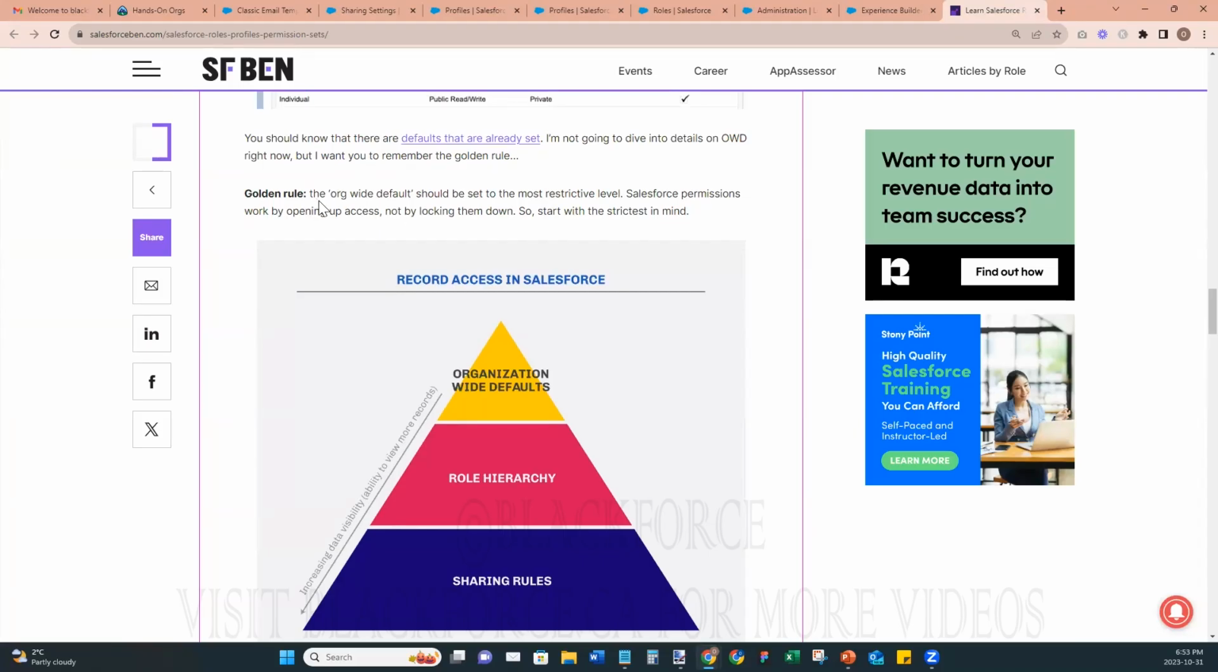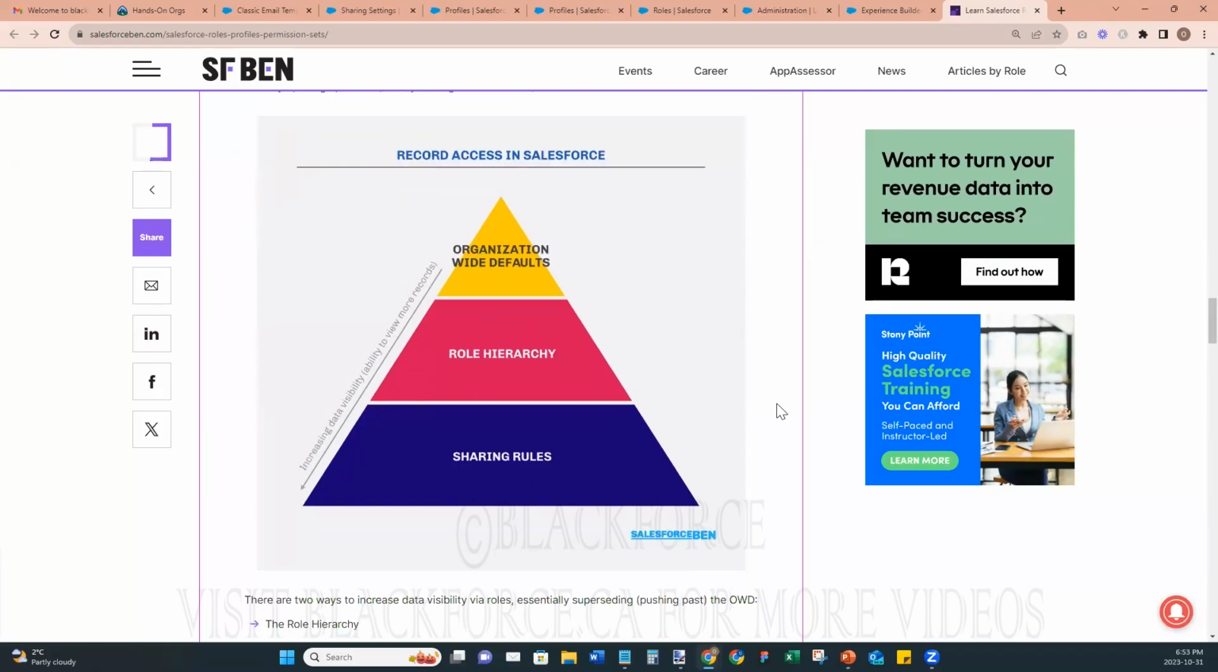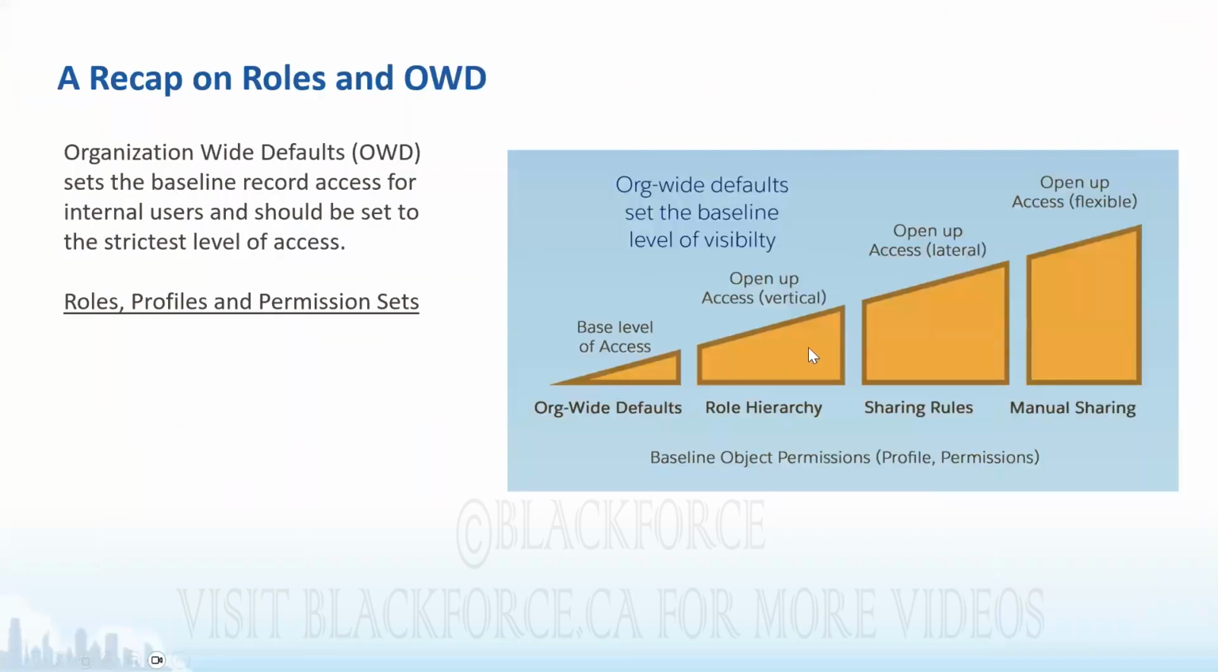And the golden rule is that the org-wide default should be set to the most restrictive level. Salesforce permissions work by opening up access, not by locking them down. So you start with the strictest in mind. And so this diagram illustrates what he's talking about. It's very similar to the one I shared in the slides. It's very similar to this.